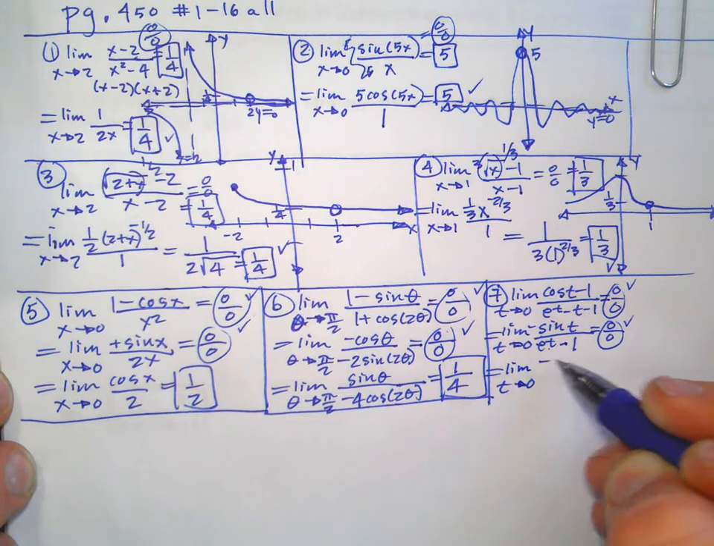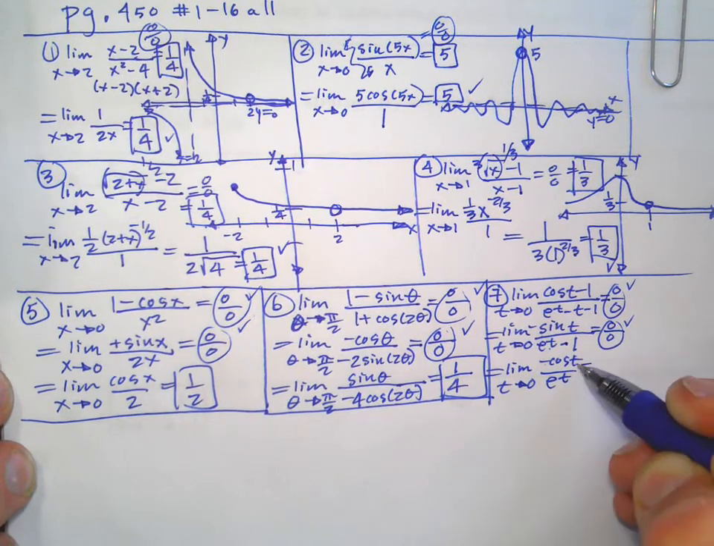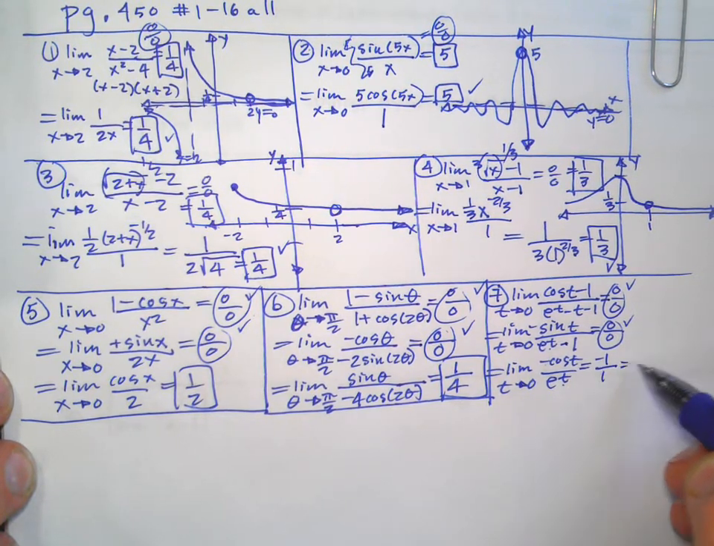We're going to get negative cosine t on the top and e to the t on the bottom. And cosine of 0 is 1, so it's going to be negative 1 over e to the 0, which is 1, so negative 1 is your final answer.